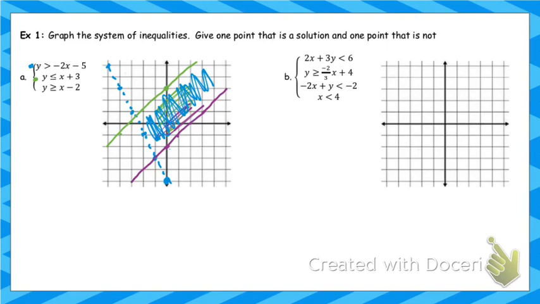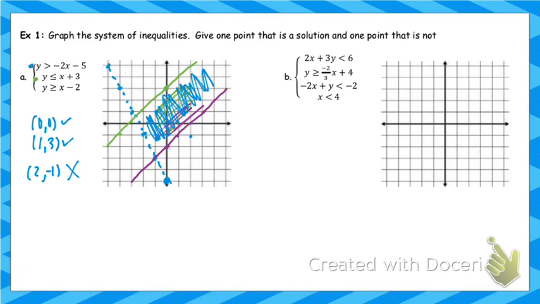So one example, (0, 0) is a solution. (1, 3) is a solution. Something that is not a solution, something outside that region, so like (2, -1) is not a solution to that system.